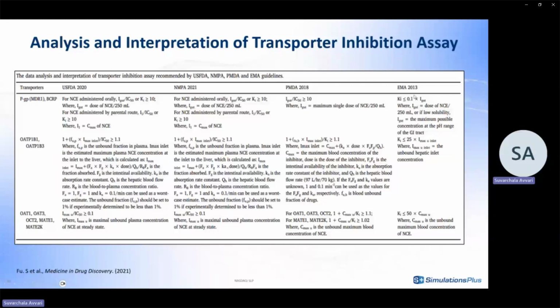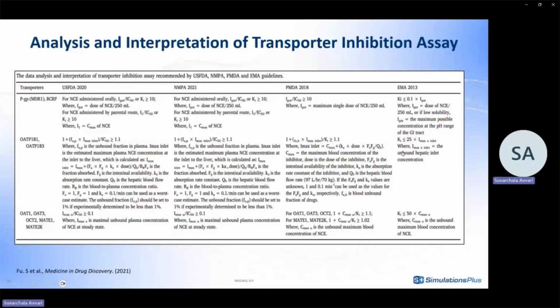And according to EMA, the investigational drug is considered as an inhibitor of PGP and BCRP if the Ki is less than or equal to 0.1 times Igut, where Igut is the dose of an inhibitor in moles over 250 ml.